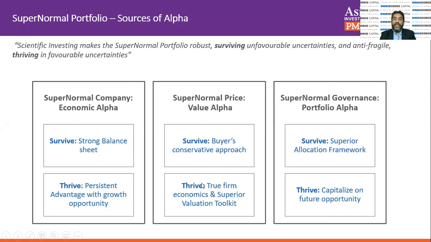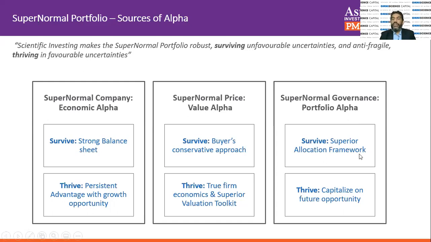So you have to extract the true economics, and then you need a superior valuation toolkit. Then you will be able to thrive in this part of it. And then supernormal governance, which is the portfolio alpha. So you need a superior allocation framework.